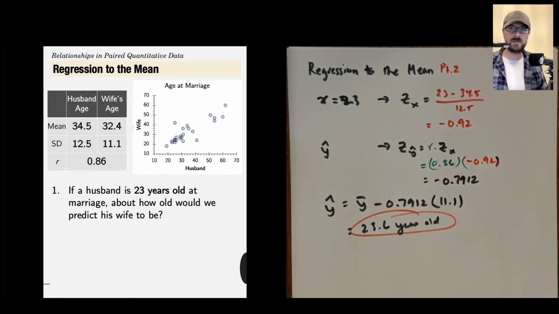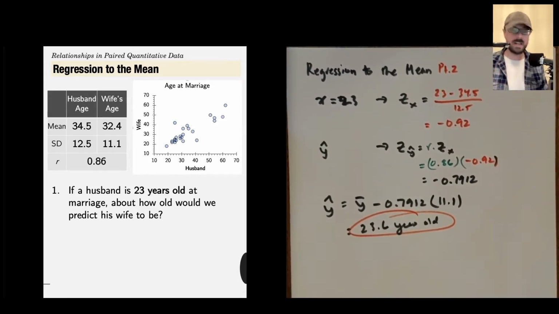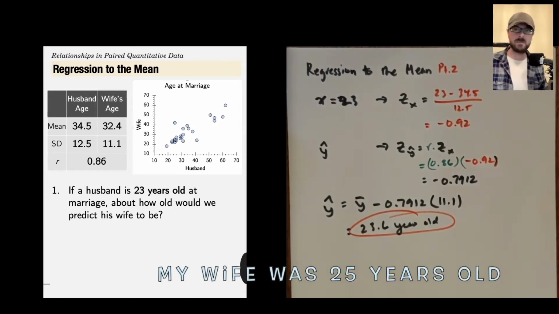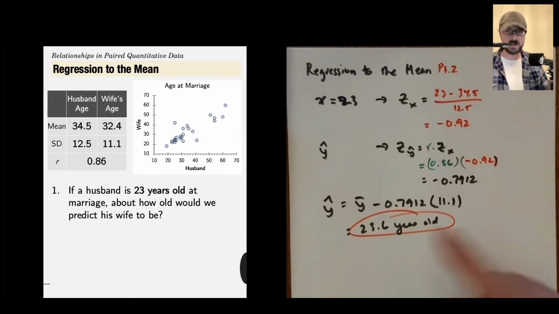23.6 years old. And fun fact, my wife, when we did get married, was older than me, actually older than me by almost about 2 years, so a little bit more than predicted here, but nevertheless.